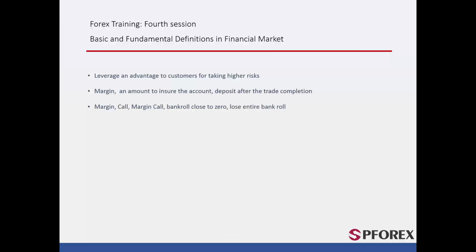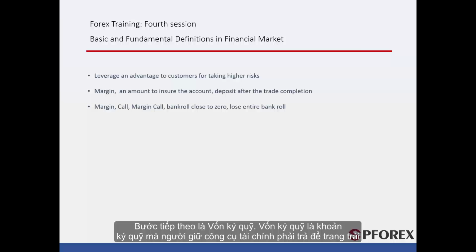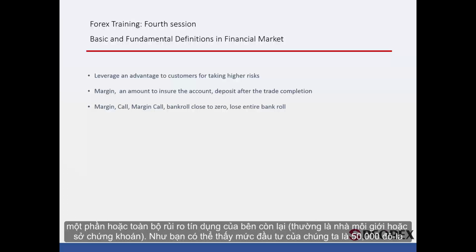Margin. The next step is a margin. A margin is a collateral that the holder of a financial instrument has to deposit to cover some or all of the credit risk of their counterparty, most often their broker or an exchange.